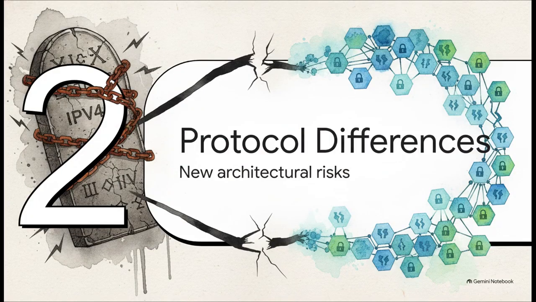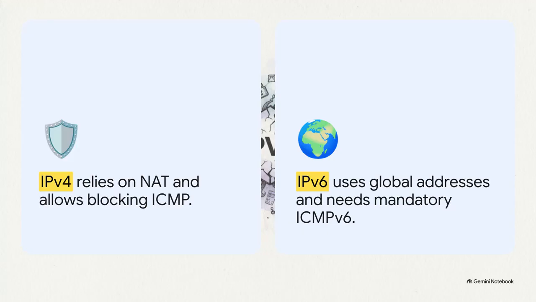Moving right along to Section 2, Protocol Differences Create Risk. What's really fascinating from Chapter 3 is how the fundamental architectural shifts between v4 and v6 create totally new classes of risk. It is definitely not just a longer IP address, it's a completely different rulebook. In our IPv4 world, we rely so heavily on NAT as this sort of pseudo-firewall to hide our internal topologies, and we routinely block ICMP at the perimeter.